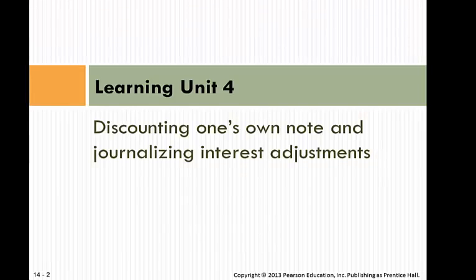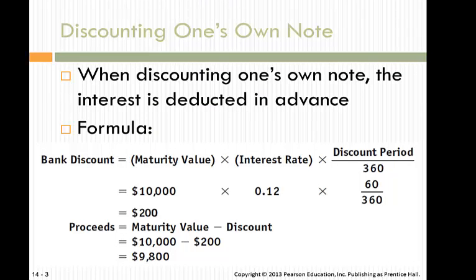Learning Unit 4 covers discounting one's own note, which is similar to a business taking out a loan at the bank. We'll also cover adjusting entries for interest. So let's look at the example in the textbook, which starts on page 532.